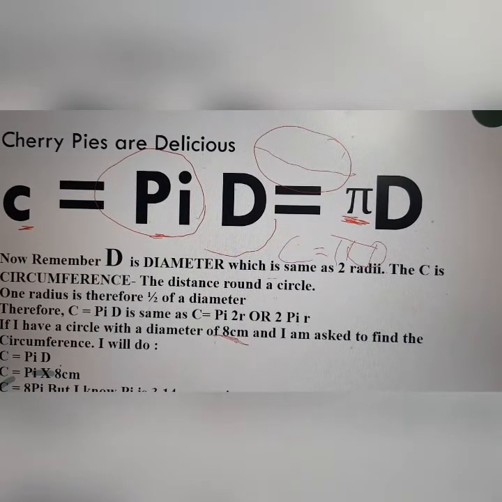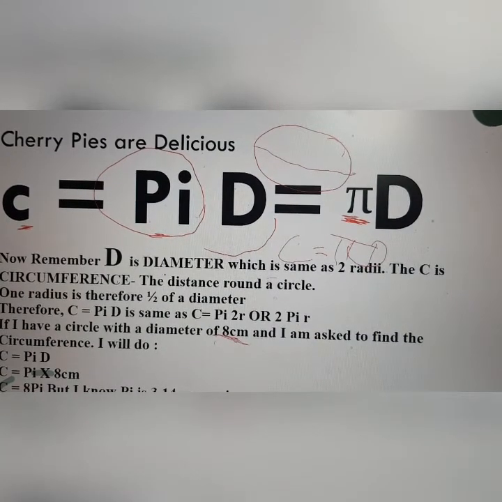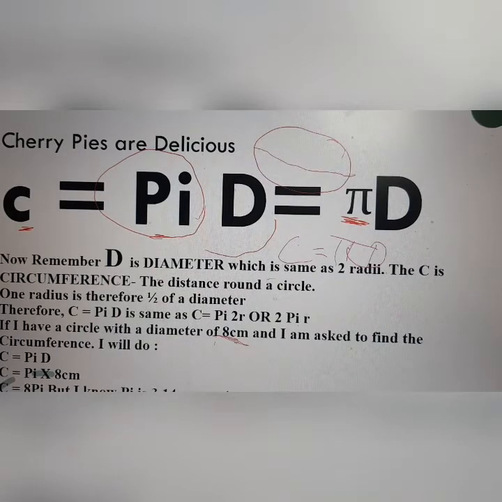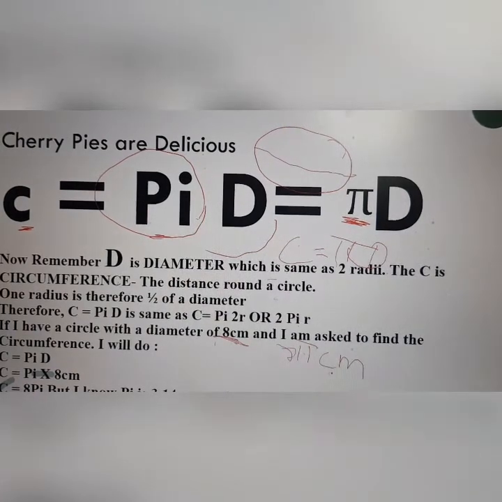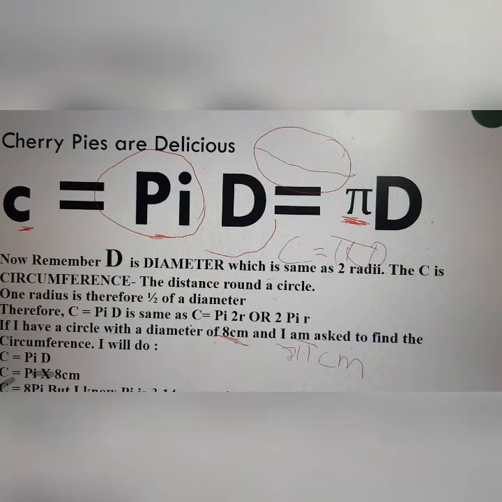Now we are only allowed to write 8 pi as our answer if we were told that we should leave our answer in terms of pi. So in terms of pi, the circumference will be 8 pi centimeters. But if we are not told to leave our answer in terms of pi, we've got to make sure that we multiply 8 by 3.14, because pi is always approximately 3.14.